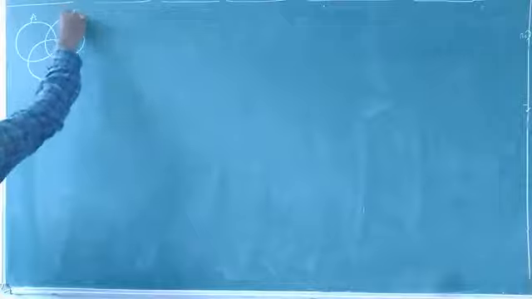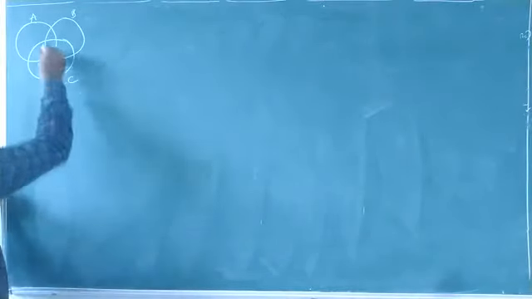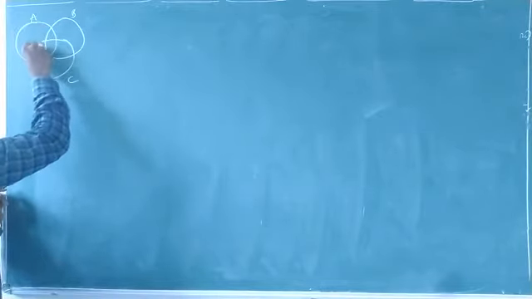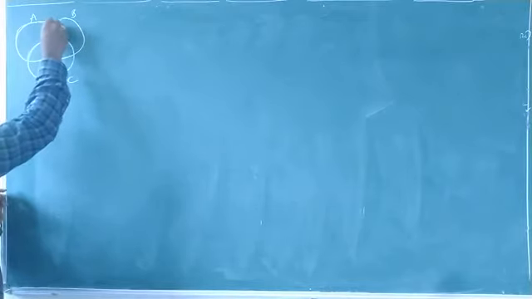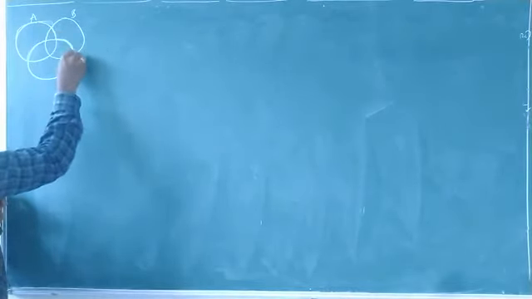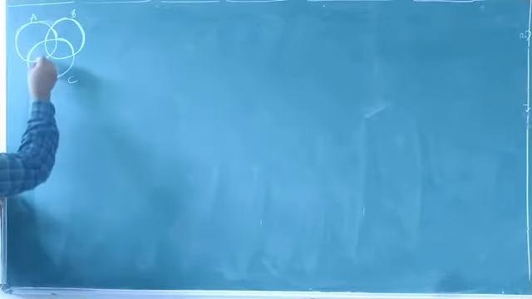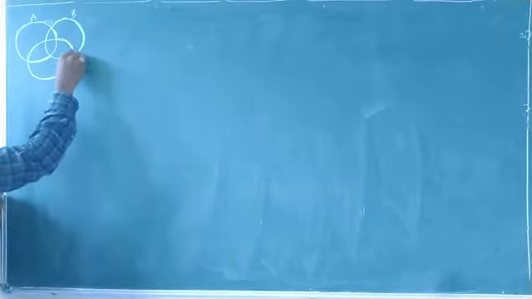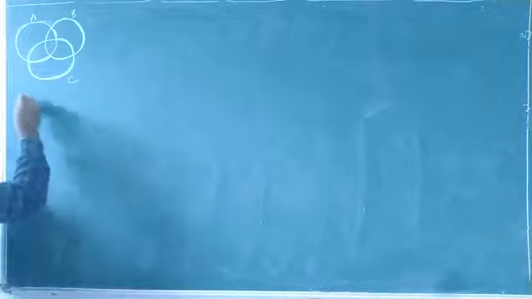It is set A, set B, set C. Here it is this part. Only B means this part only. Only this part you can say is only B. Only C means this part. This part only C. Here, what is the formula?